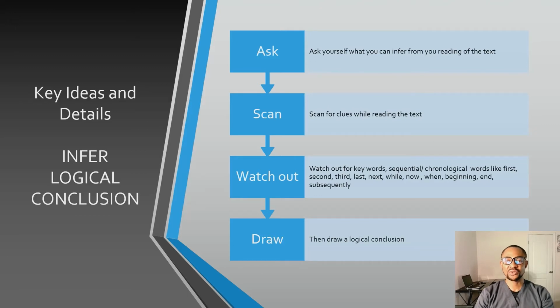Okay, how can you conclude? What can you infer from this particular passage? This is what you're going to do. Ask yourself what you can infer from the passage. Scan through the passage, watch out for keywords, then you can draw your logical conclusion. When you do all these things, you must surely see the answer in the options of that particular question.